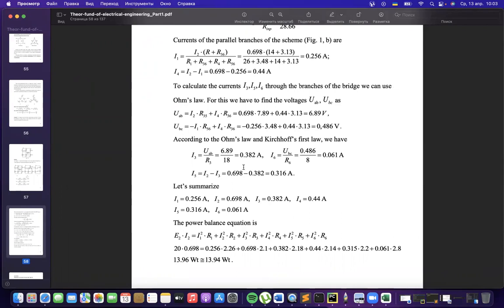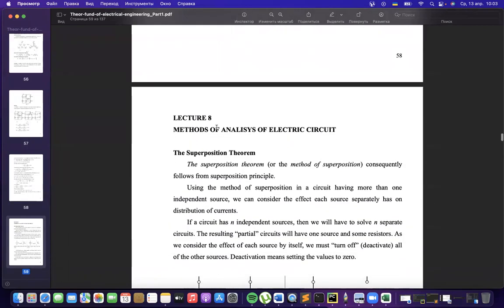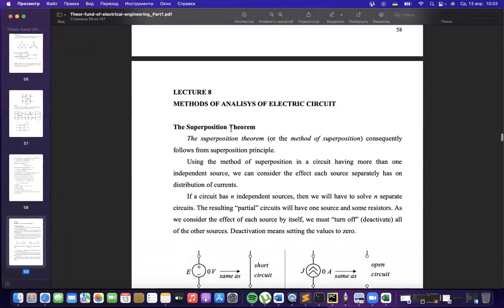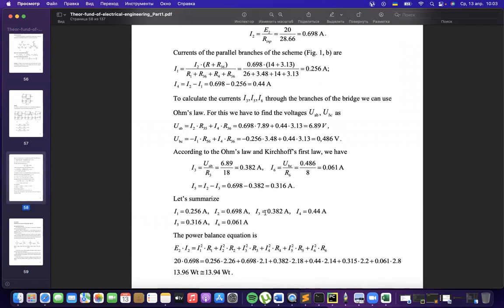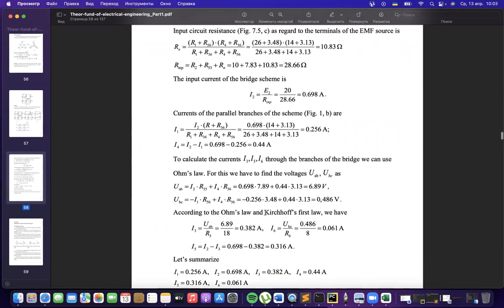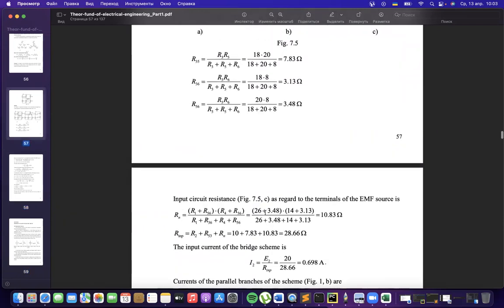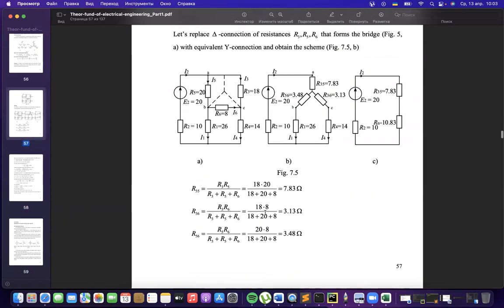Please, no problem. For now, generally we discussed everything that was planned. Next time we will move to the last 2 theorems, superposition and Thevenin theorems. For the delta and star transformation, please, if you have any question before the break, you could ask.